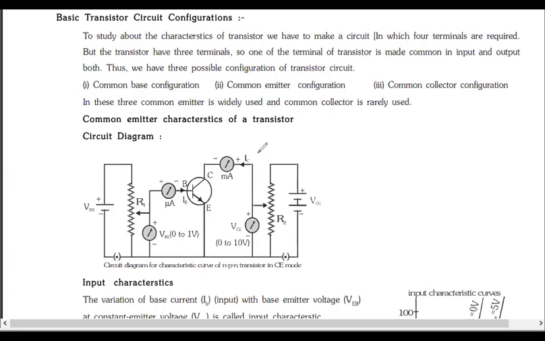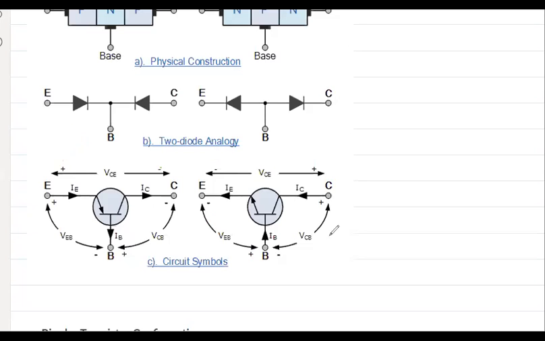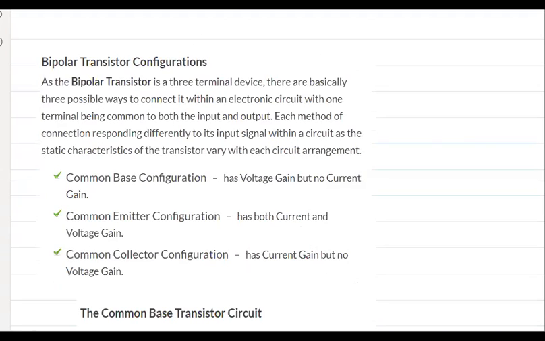No, how can it be base? See, this is your collector, this is your emitter, and this is your base. This collector is joined over here, this base is also joined over here, so this emitter is common. Yes or no? So this is called common emitter configuration. In our syllabus, we have to study common emitter characteristics only. We have three configurations: common base, common emitter, and common collector.